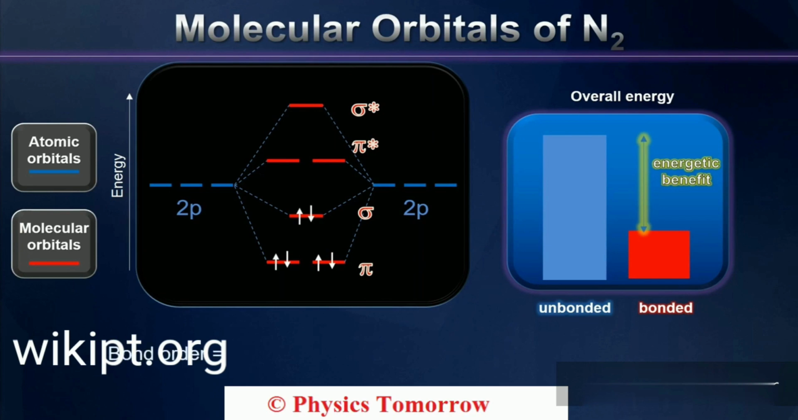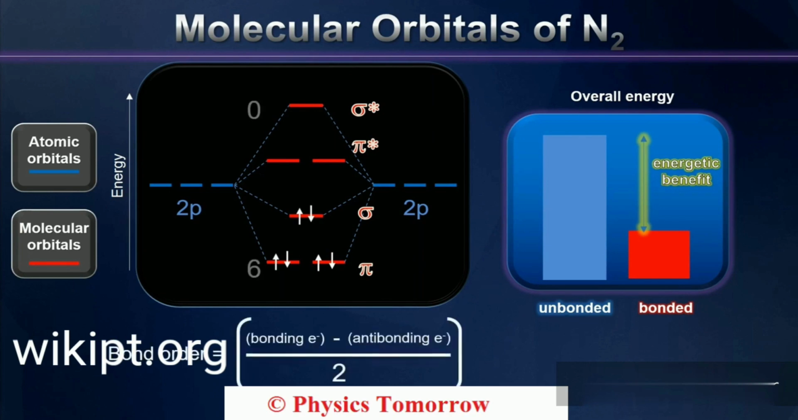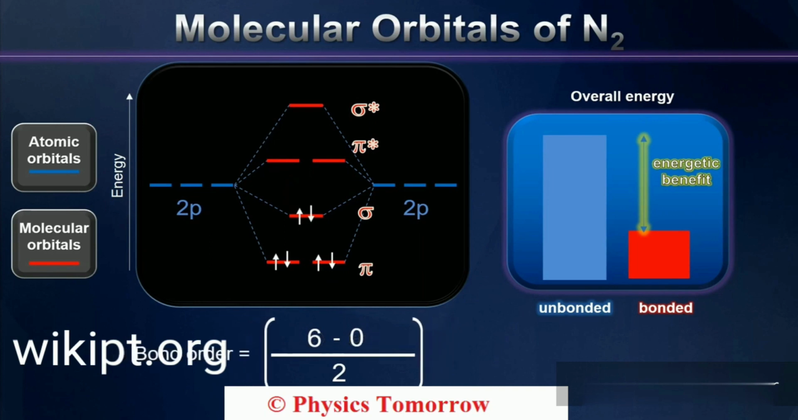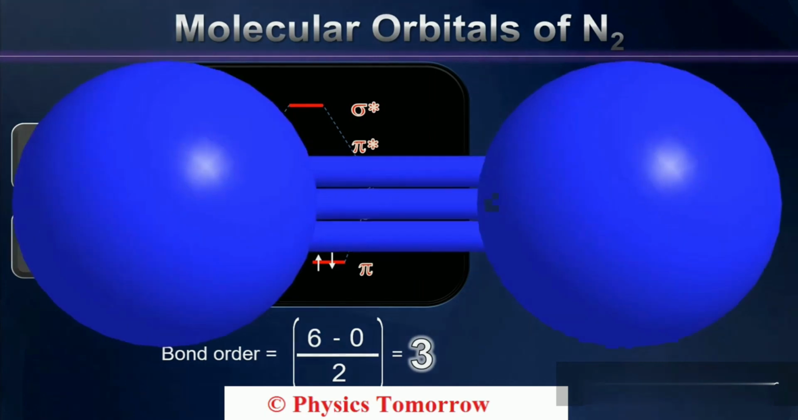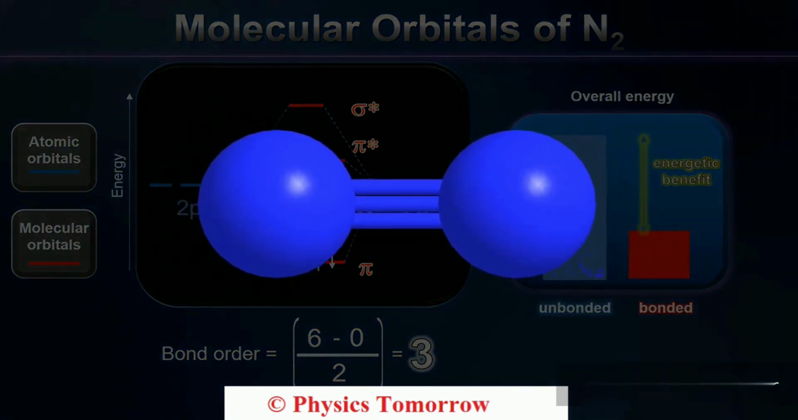When we calculate the bond order of an N2 molecule, we find that having 6 bonding electrons and absolutely no antibonding electrons, we expect a nitrogen molecule to have a triple bond. This is a very strong bond, which makes nitrogen gas almost completely inert. And again, when we go into the lab and study nitrogen, that's exactly what we see. A diatomic molecule with a triple bond.